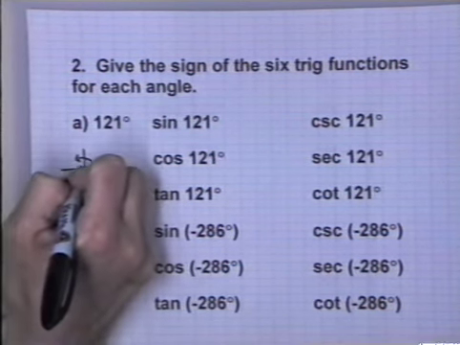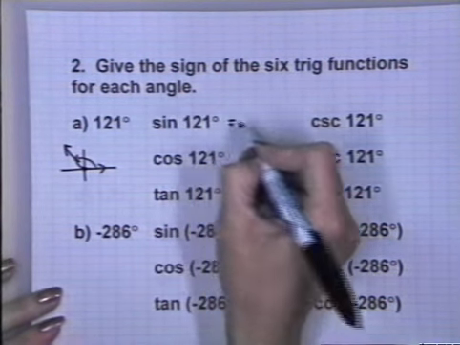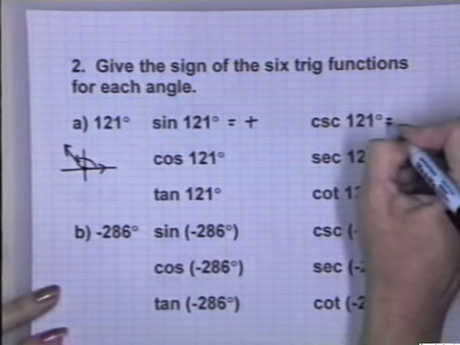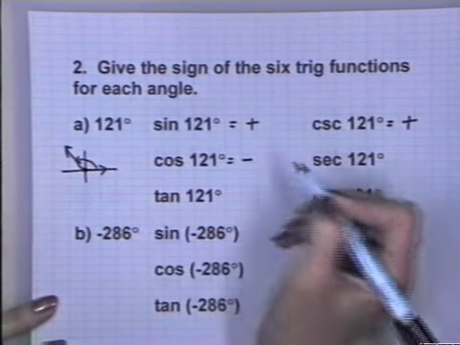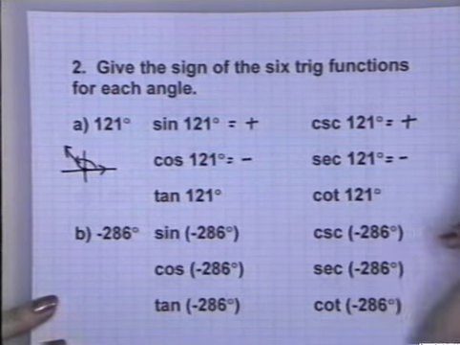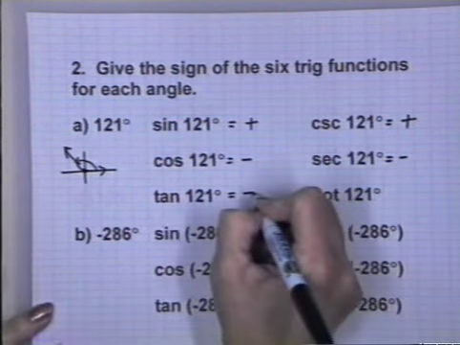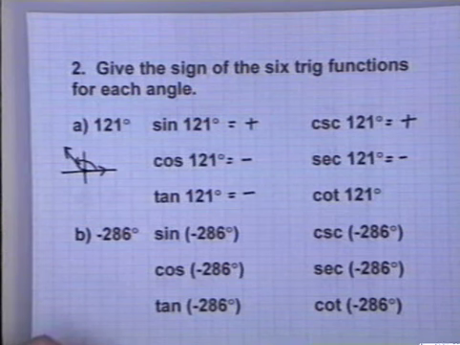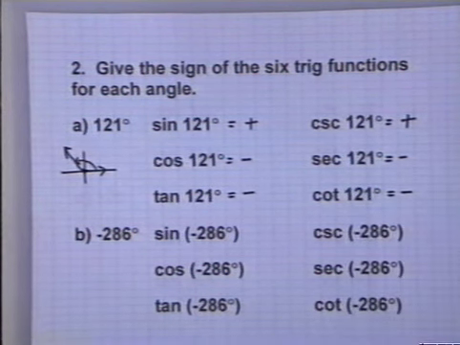It would be in the second quadrant, wouldn't it? So what do I know about the sine function of second quadrant angles? It's positive, as is the reciprocal, the cosecant. The cosine function is negative, as is its reciprocal, the secant. The tangent function of 121 degrees would also be negative, since the terminal side's in quadrant 2, as would its reciprocal, the cotangent be.